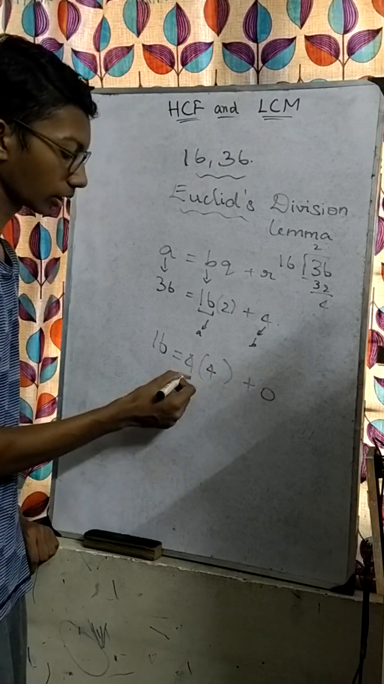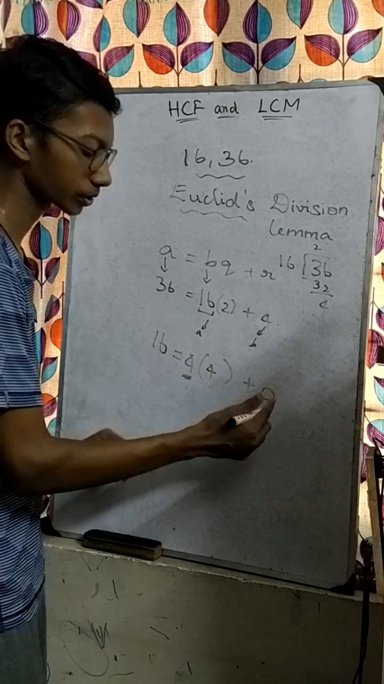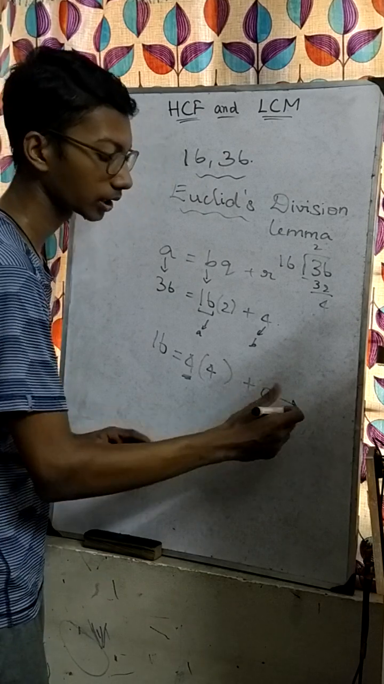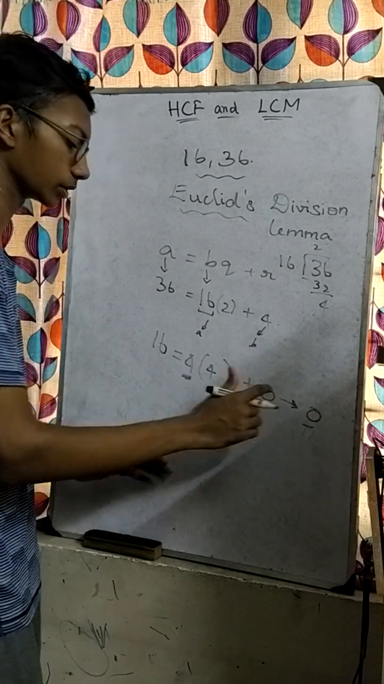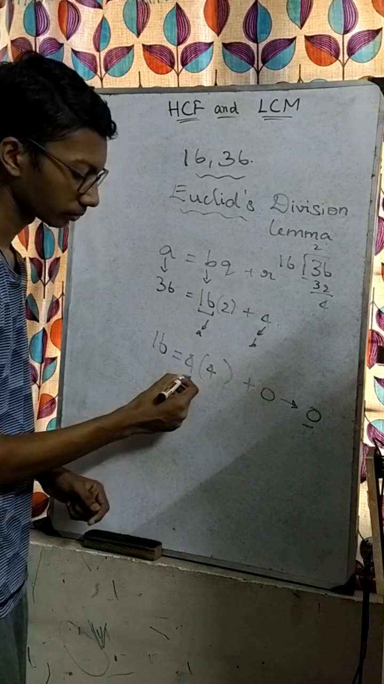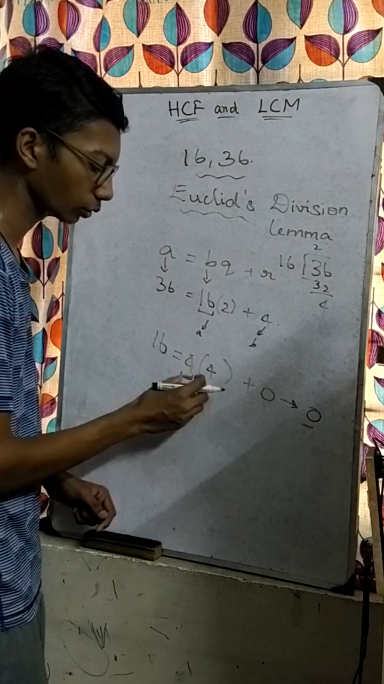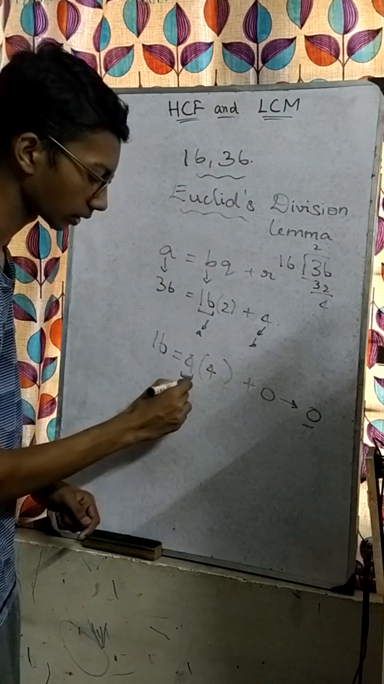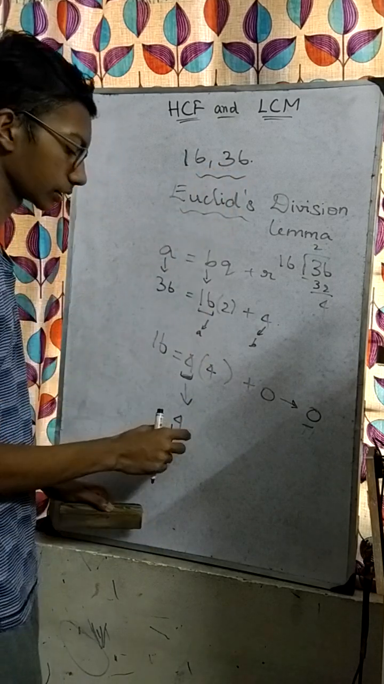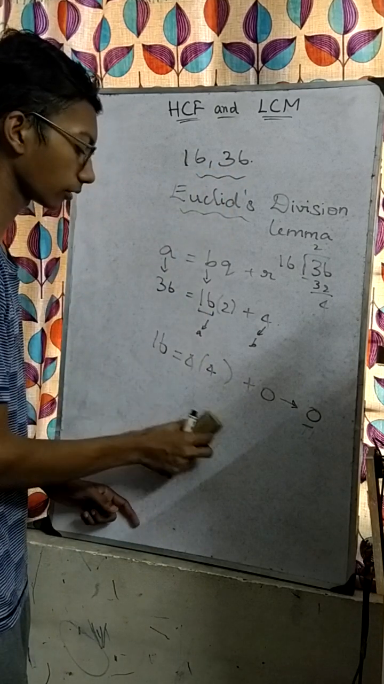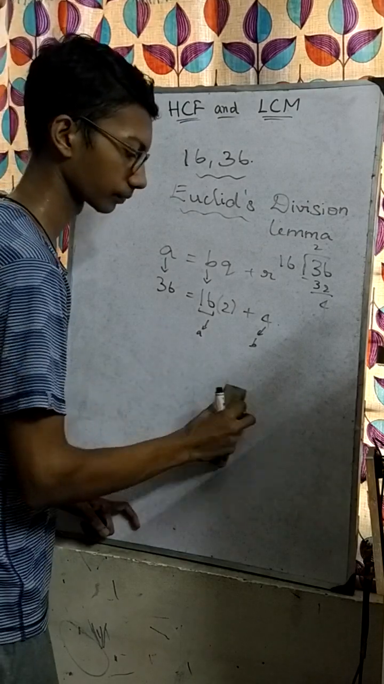What we should do is stop where we get a remainder of 0. The B value when we get 0 is the HCF of these two numbers, that is 4. So the HCF of 16 and 36 is 4. So this is another way of finding the HCF.